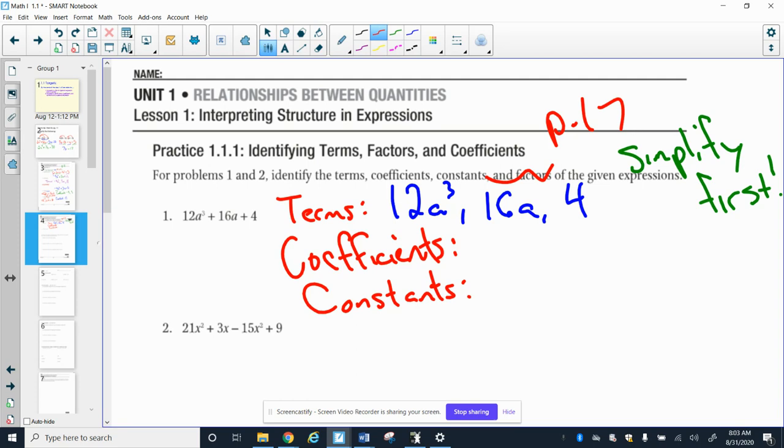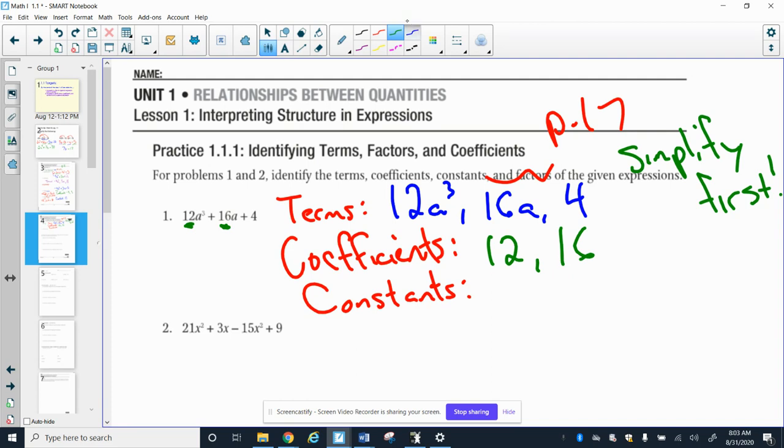All right, next, we're listing out our coefficients. Remember, a coefficient is just a number that's in front of a variable. So here we have two coefficients. Our coefficients would be the 12 and the 16. Again, if you wrote 12a to the third and 16a, that's wrong. The coefficient is just the number in front of the variable.